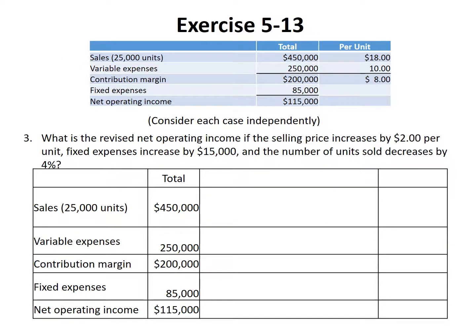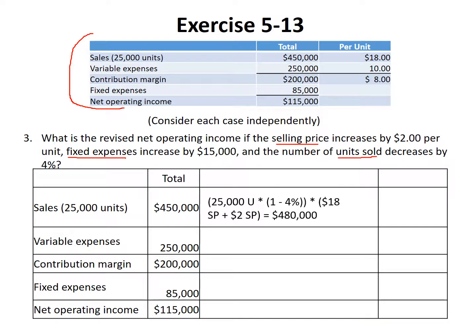Okay, let's take a look at requirement number 3. Again, the information is exactly the same as presented in the previous slide, and you can see right here the contribution margin income statement. Again, it says to consider each case independently. Now the requirement in this case: what is the revised net operating income if selling price increases by $2 a unit, fixed expenses increase by $15,000, and the number of units sold decreases by 4%? So let's do the calculation on these items.